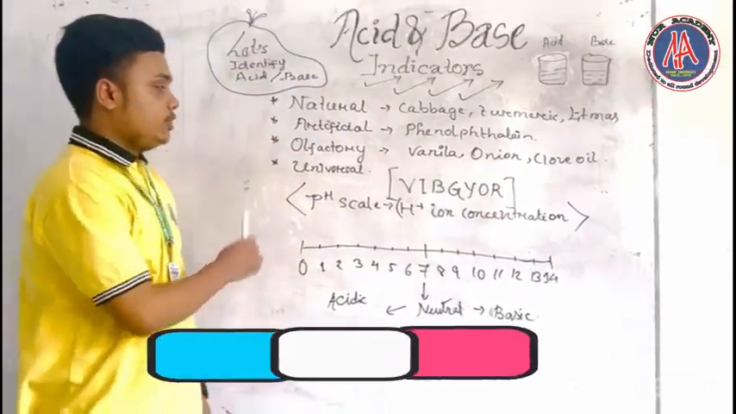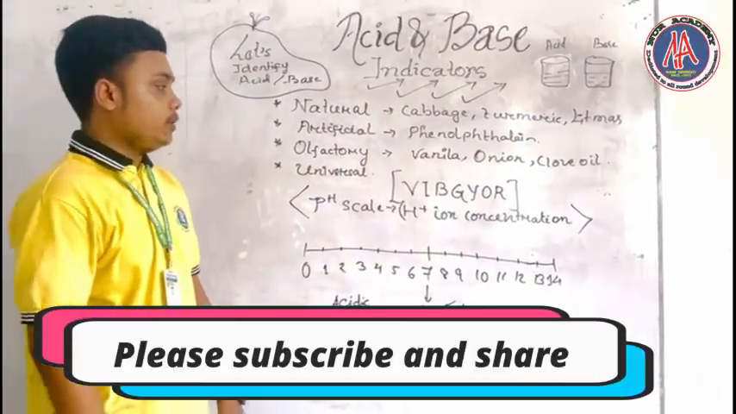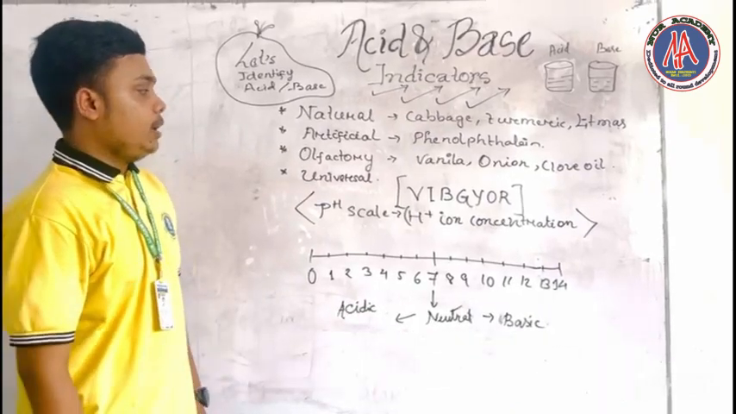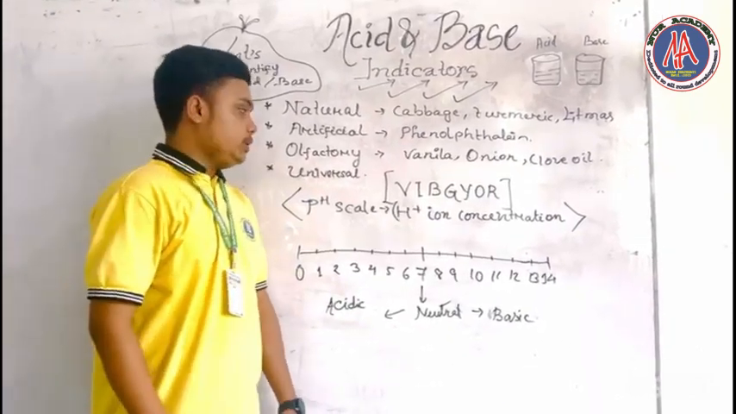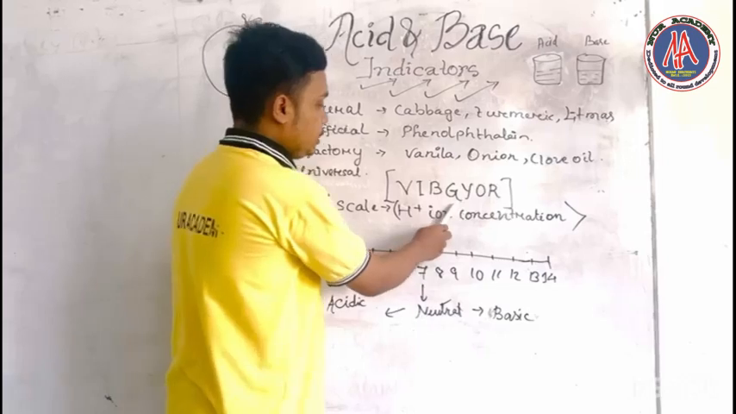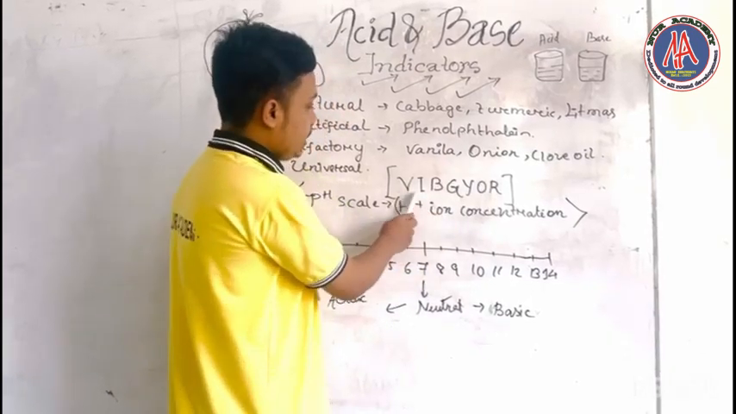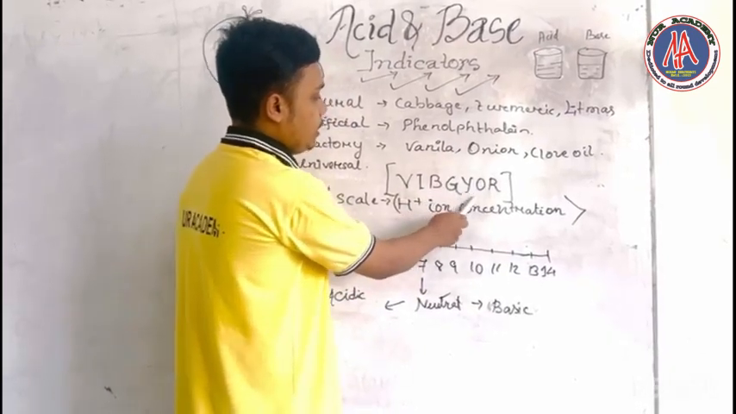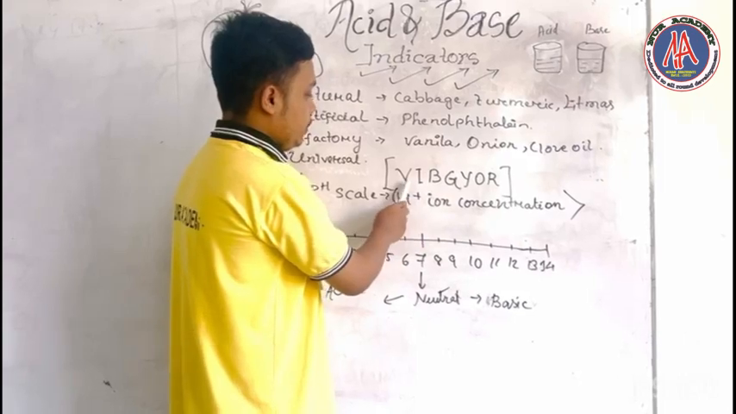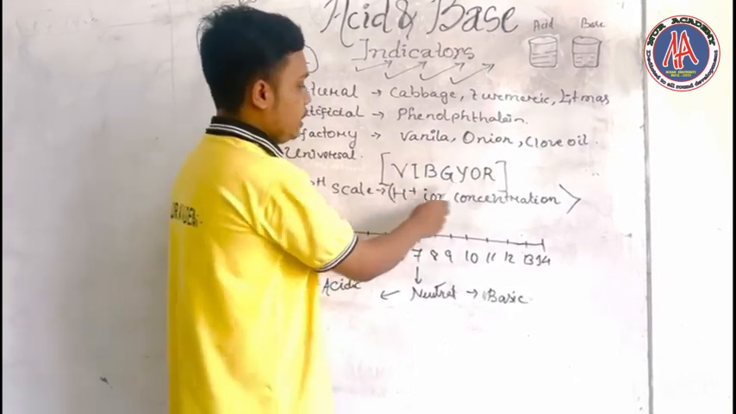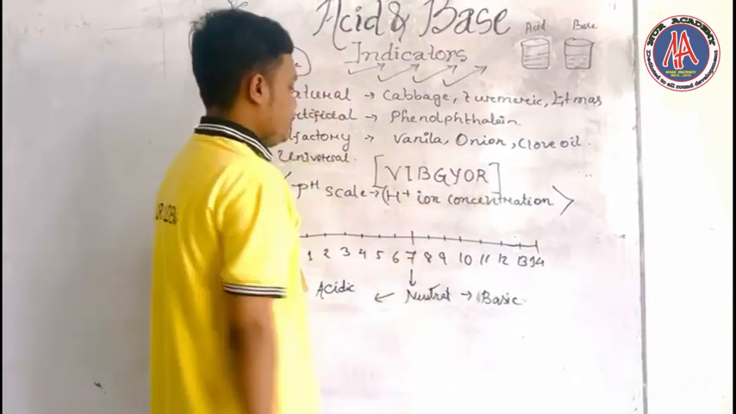Now let's talk about inversion indicator. The indicator which identifies the acid or base by the 7 colors of the rainbow, that is VIBGYOR. The G indicates neutral, the VIB indicates basic and YOR indicates acidic, where V is the strongest base and Y is the strongest acid.